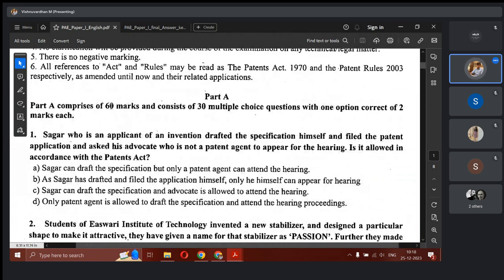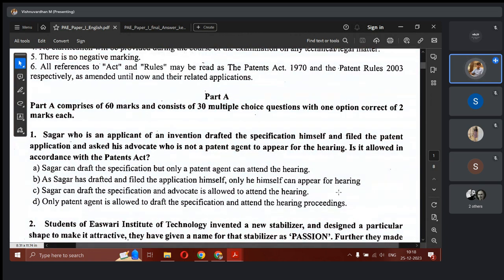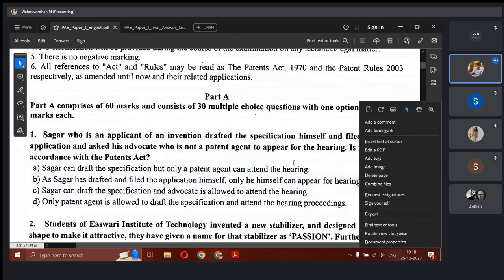Here it's very simple, 60 marks, and these are all 30 MCQ questions of 2 marks each. So it's 30 into 2. And let me tell you, these are all easy. Till date, if you've been paying attention to my classes, you can answer most of them. Okay. So I'll be marking all the answers, and if any explanation is needed, I'll add a note.